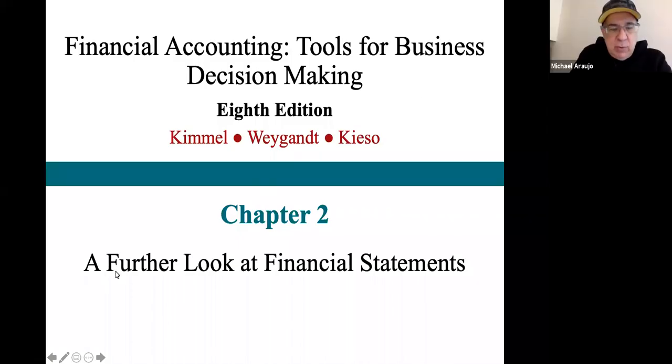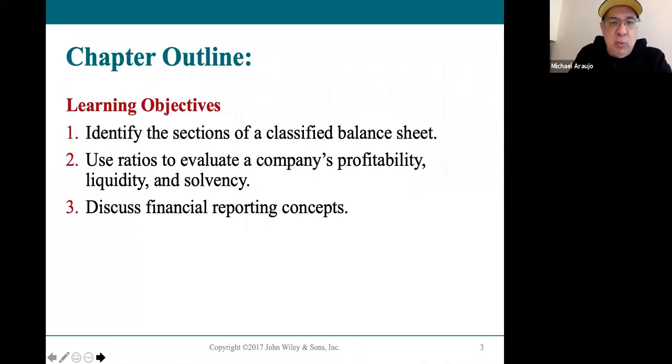All right, so much of chapter 2, the bulk of chapter 2 work is going to be right in the very beginning, where we are going to learn about more details about the balance sheet.